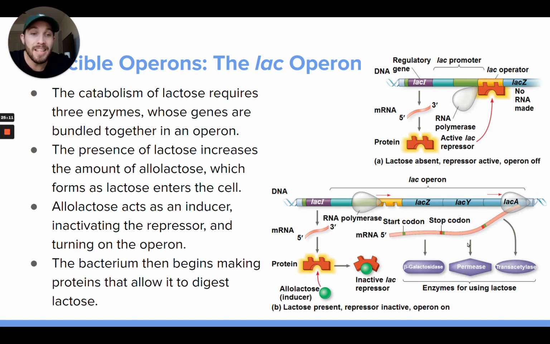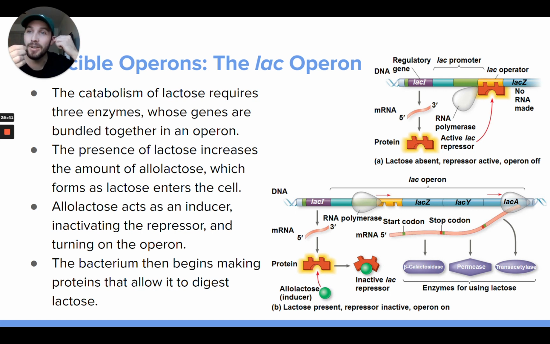And so in this situation, the inducer is actually a molecule called allolactose. And allolactose is basically lactose. It's just a slightly different version of lactose. And so when there's a bunch of lactose in the environment of the bacteria cell, there's going to be this molecule called allolactose inside the cell. Allolactose is basically what lactose becomes when it's transported into the bacteria cell. So allolactose, just think of it as lactose. It's this molecule.